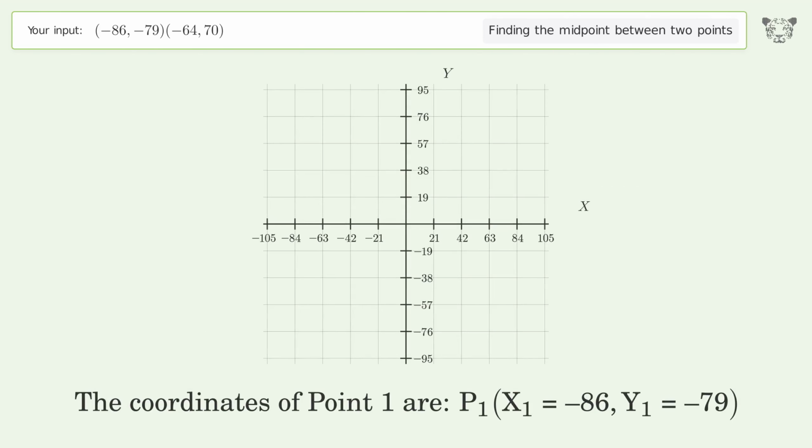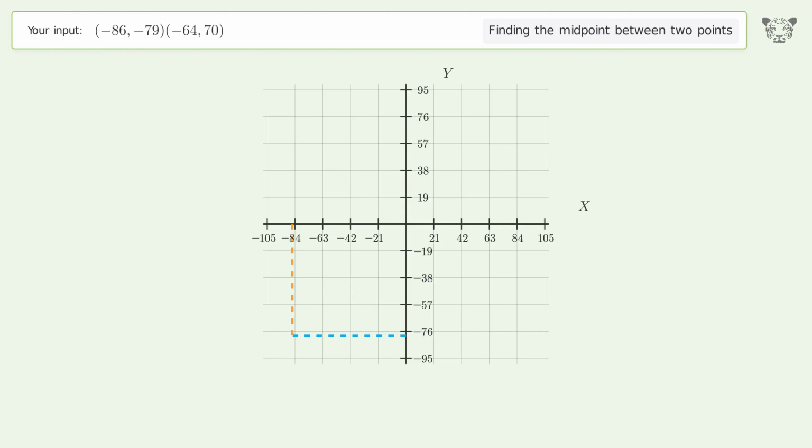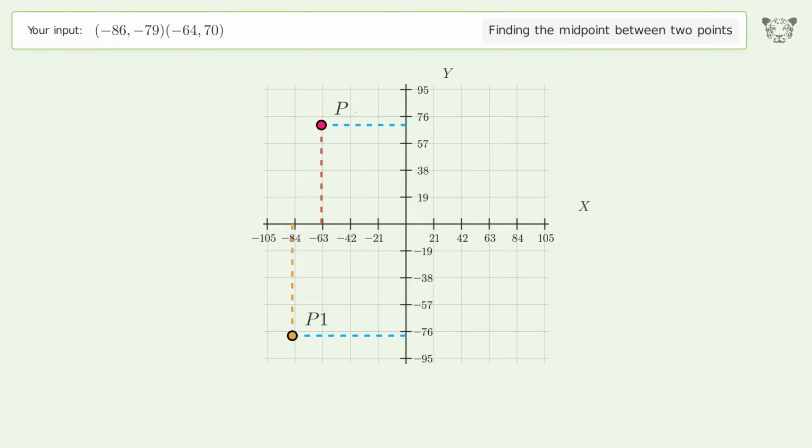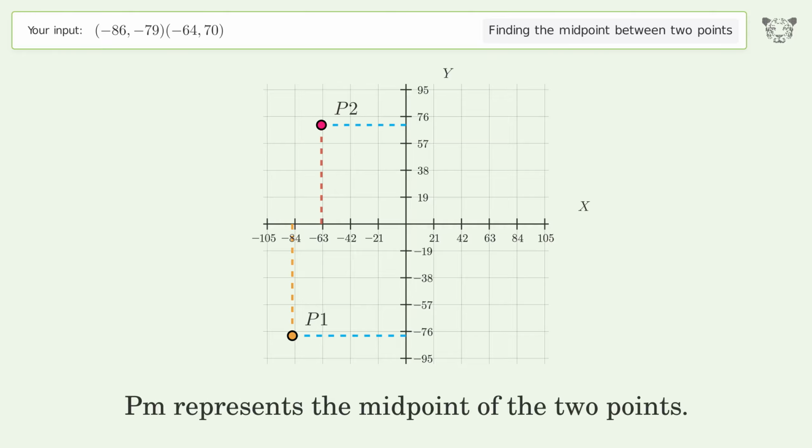The coordinates of point 1 are, x1 equals -86, y1 equals -79. The coordinates of point 2 are, x2 equals -64, y2 equals 70. PM represents the midpoint of the 2 points.